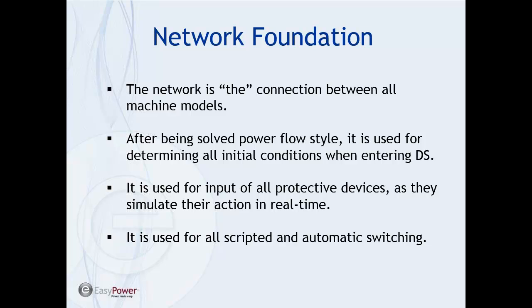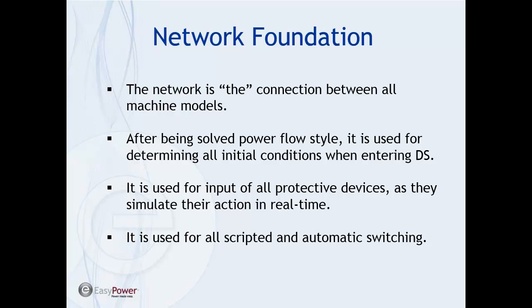The network is basically our foundation. It's the connection between all of the machine models. After it's solved power flow style, that is, with a swing bus, it is used for determining all of the initial conditions when entering DS. So all the machines extract their terminal conditions of real and reactive power to initialize the models. It's used for the input of all protective devices, because they need branch currents, they need transformer current flow, they need these values to have an input so they can perform their real-time action.